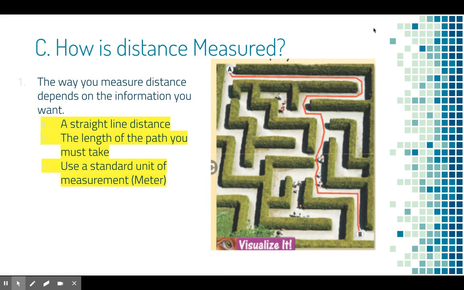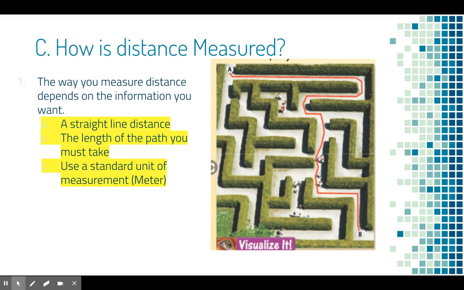How is distance measured? The way you measure distance depends on the information you want. You can measure a straight line distance, which we know is often the shortest distance. We could measure the length of the path you must take, and that is more likely when you're talking about driving or getting from point A to point B. Because if I want to drive to Target, I can't just go in a straight line in my car, because I would drive over people's yards and houses. I need to follow the path. I need to follow the road.